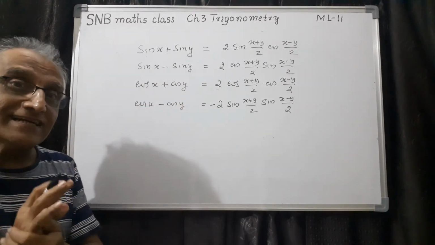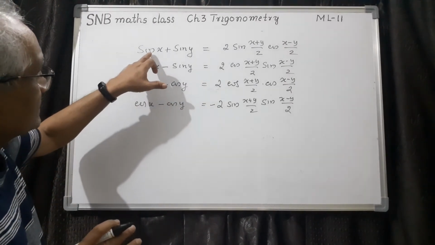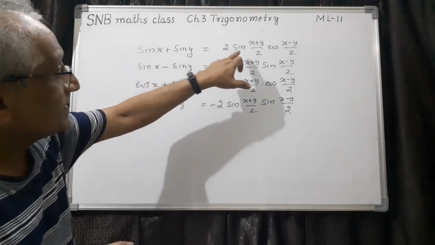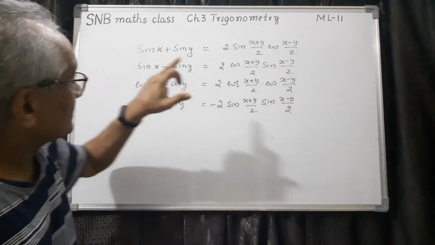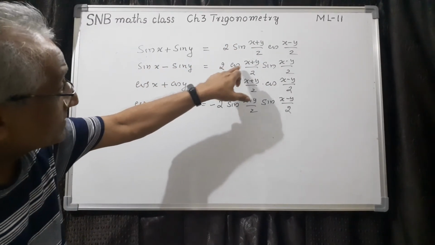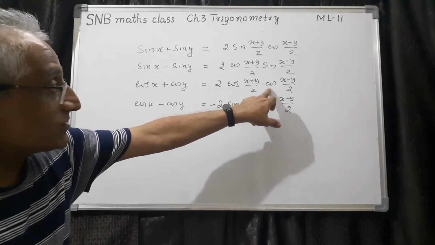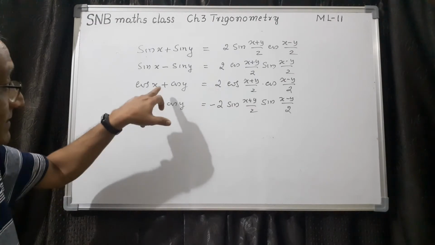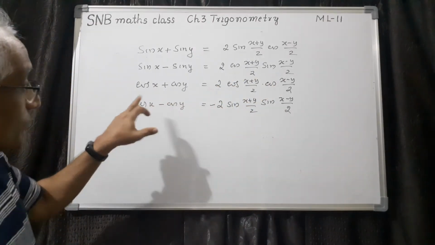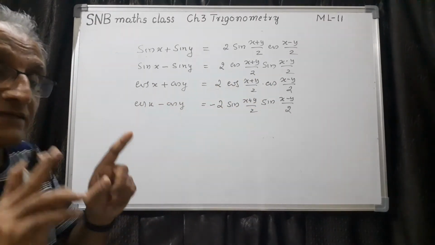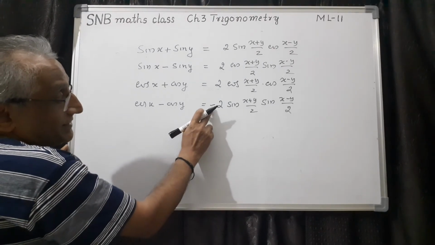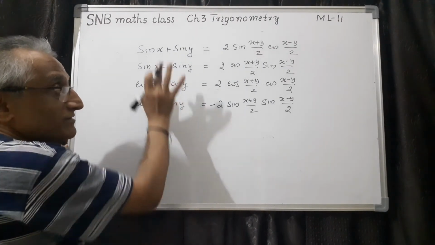Now we have to understand like this. You see here, when it is sine plus, it is sine first and cos second. When it is difference, cos first and then sine second. Then when it is cos plus, it is both cos. When it is cos minus, it is both sine with a minus. But only one important thing is minus 2 here. This is the only one problem with this formula.